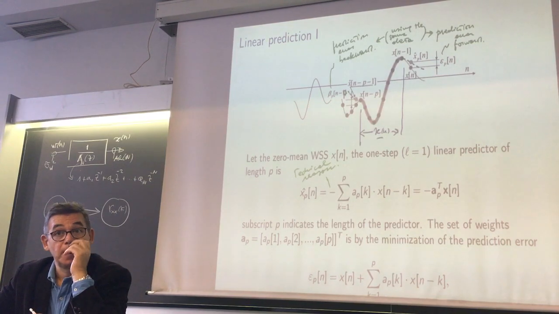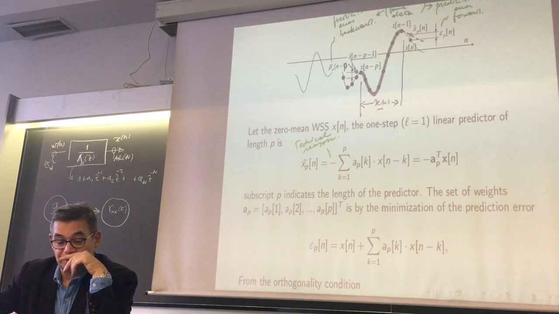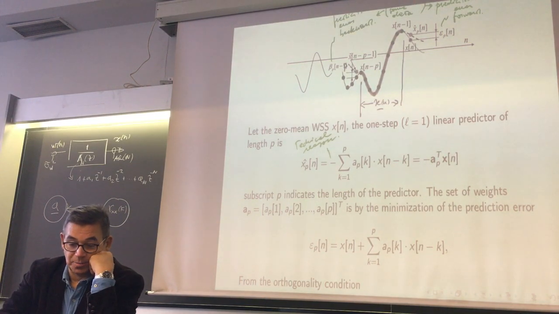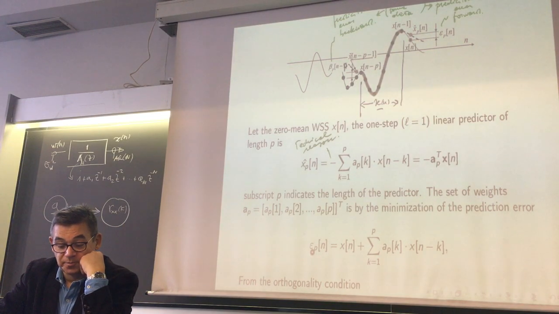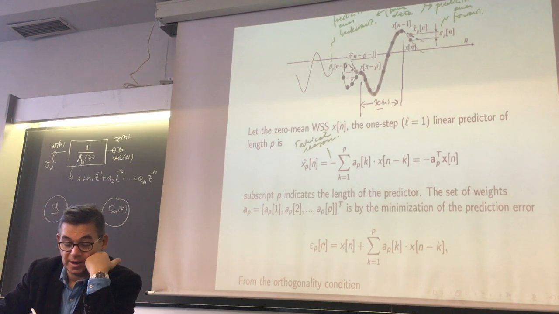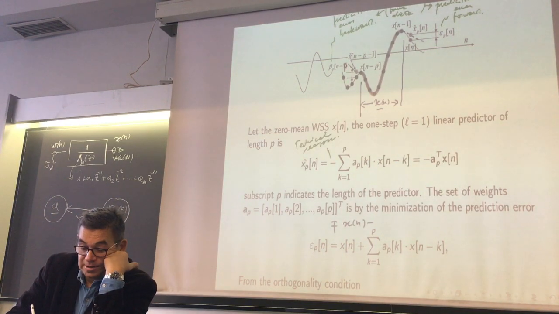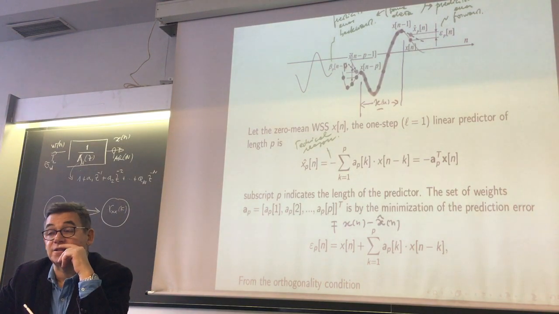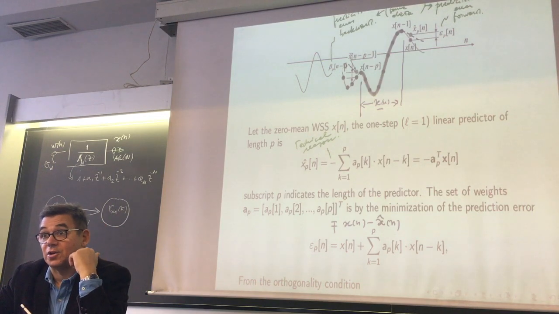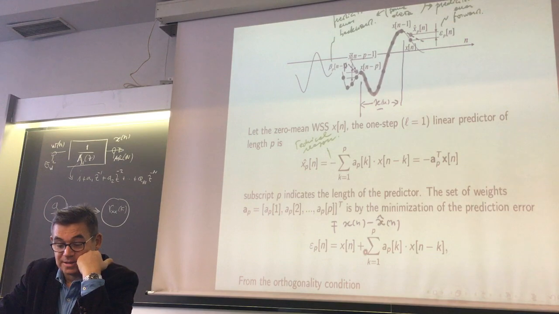Okay. Now, so what is my goal? My goal is to get to my prediction error. My prediction error is epsilon p, which is equal to x n minus x hat n. But since x hat is defined with a minus sign, I get that my prediction error is x n plus something.